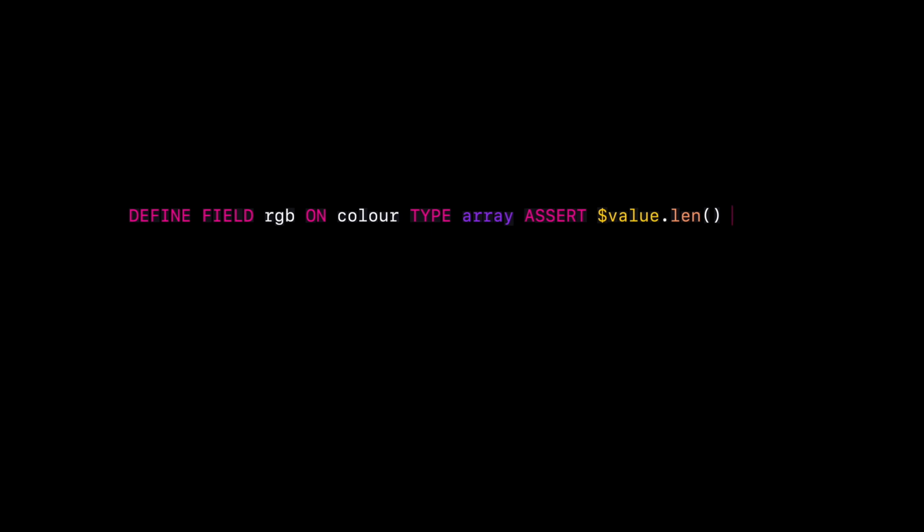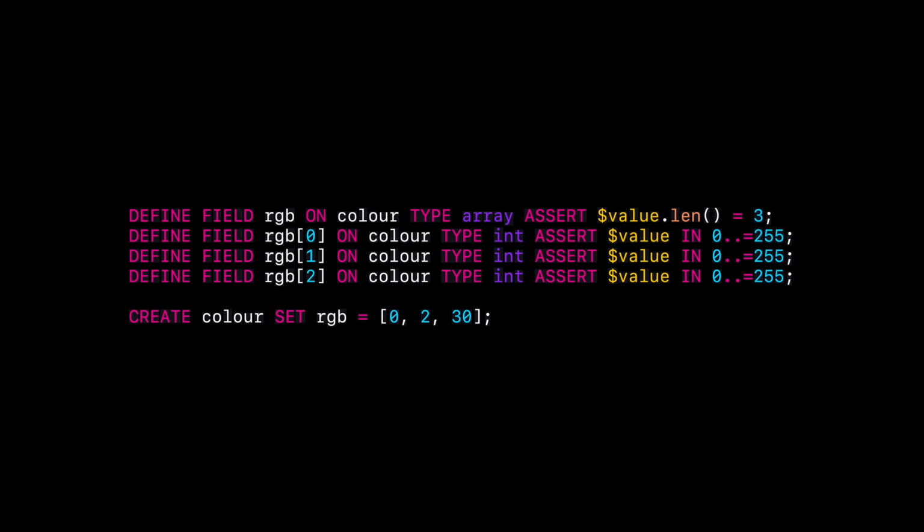You can even validate each index of an array individually. For example, validating RGB colors that must be exactly 3 integers between 0 and 255. This keeps your data consistent and safe, right at the schema level.